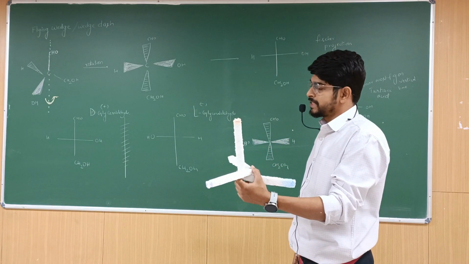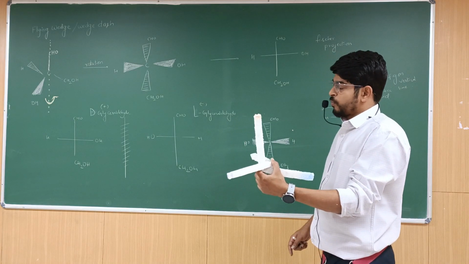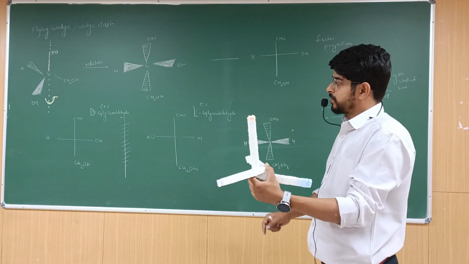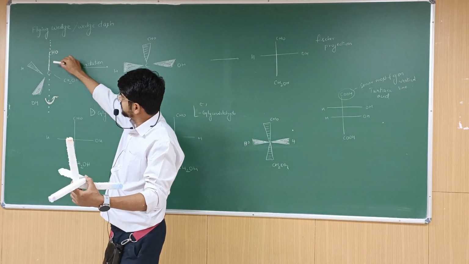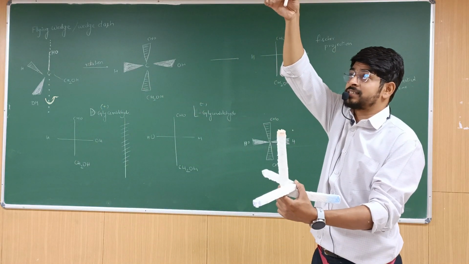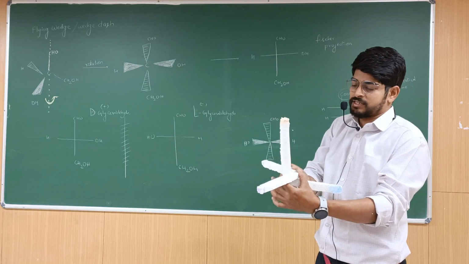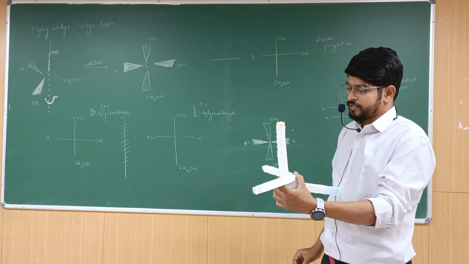Now what we are doing is, just for a representation, we are doing a rotation. Where am I doing the rotation? The rotation is along this axis. This axis is passing through CHO. So the axis is like this. You can imagine the axis passing like this. Along this axis, I am doing a rotation.